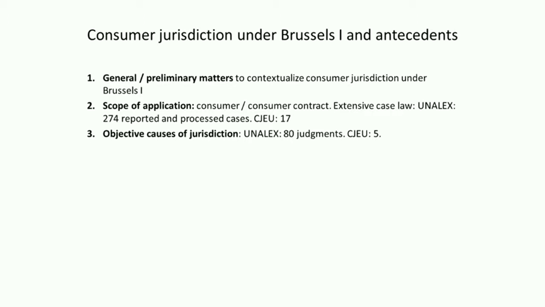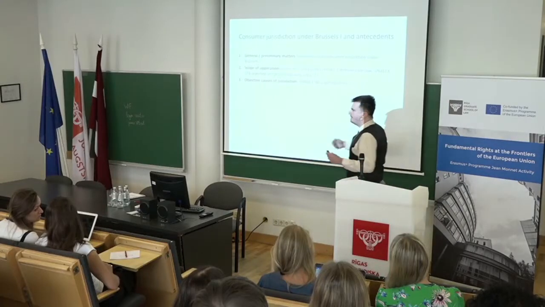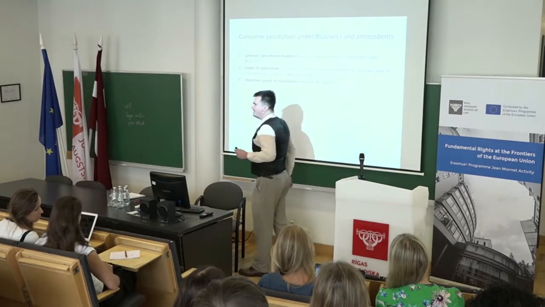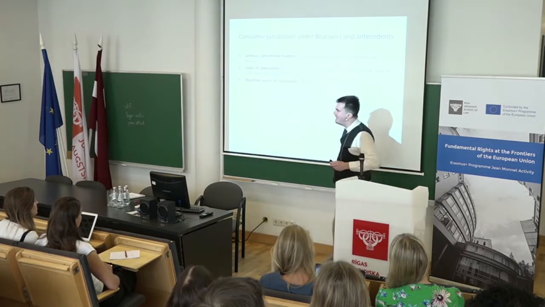Then we have to interpret the objective causes of jurisdiction. For example, how do you determine the domicile of the consumer in connection with the time factor if the consumer moves between contract conclusion and the litigation? Then when do you have to look at the domicile of the consumer?